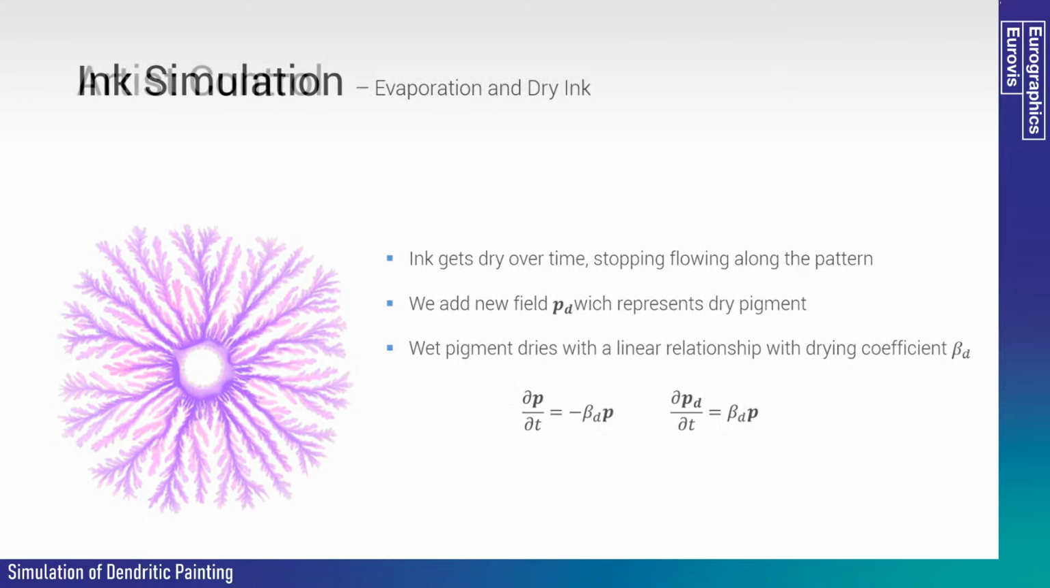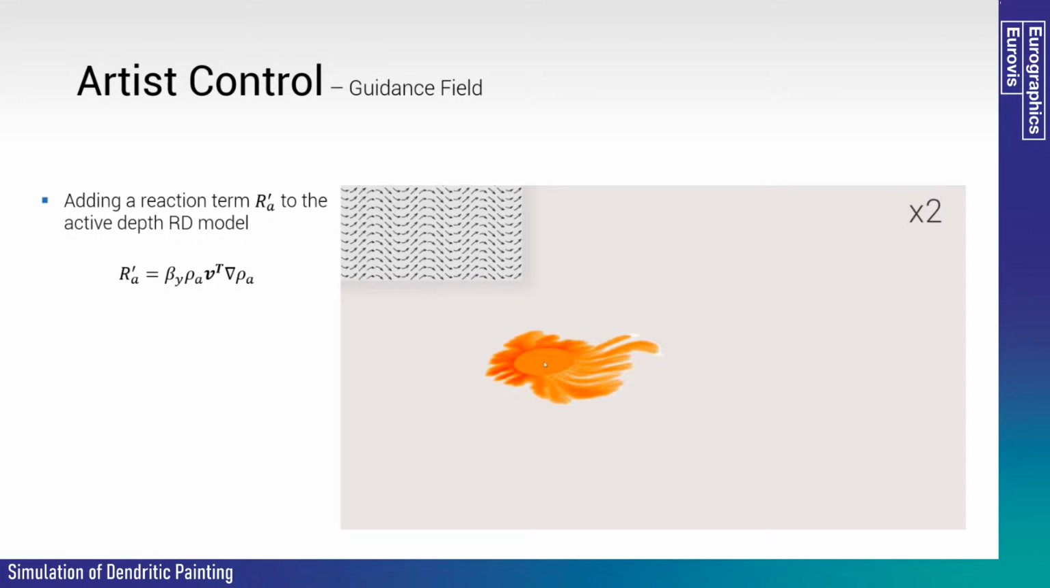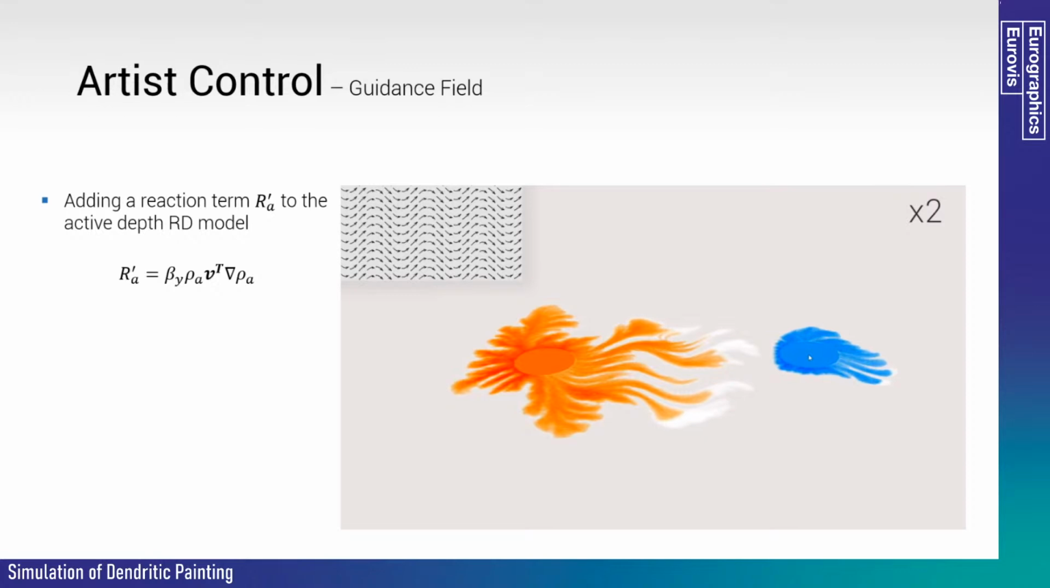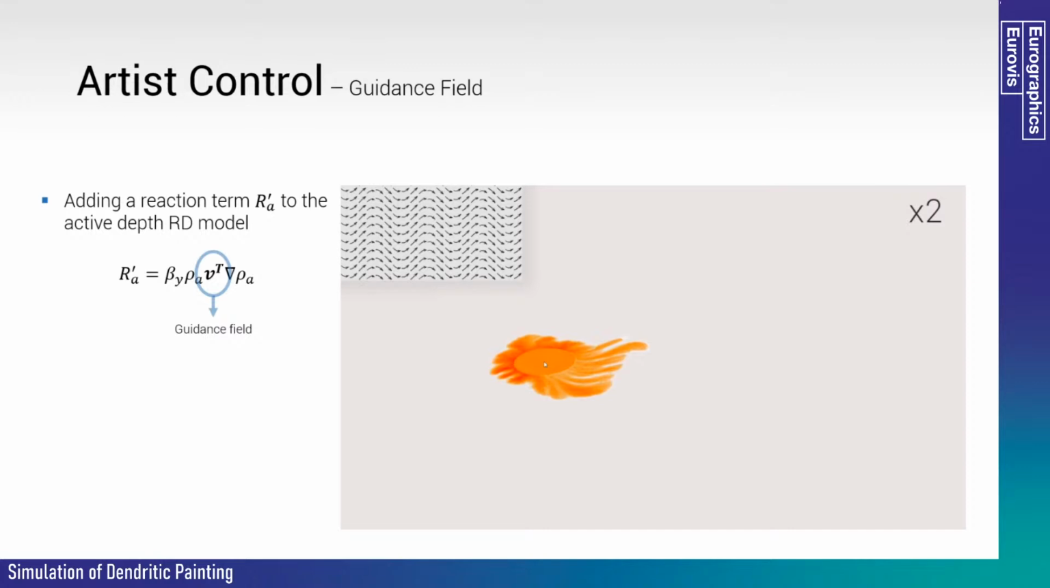Finally, we are going to show some results while we present some features added to improve the controllability of this painting technique. The first feature that we have is the possibility to use a guidance field that forces the pattern to grow in a specific direction. We achieve this by adding a new reaction term to the reaction diffusion equations of the active depth, where B is the custom guidance field.